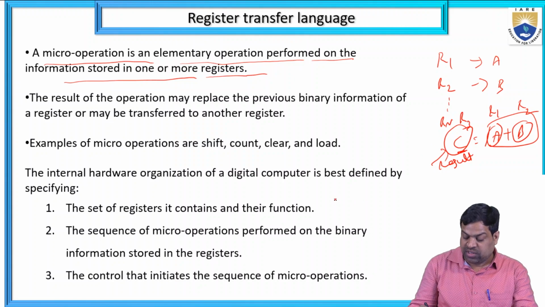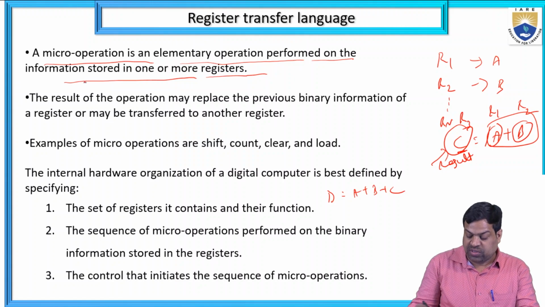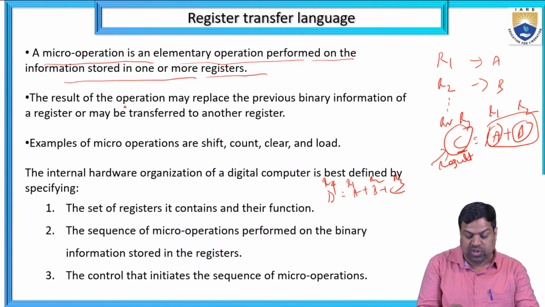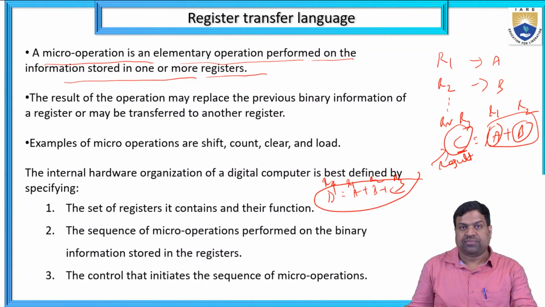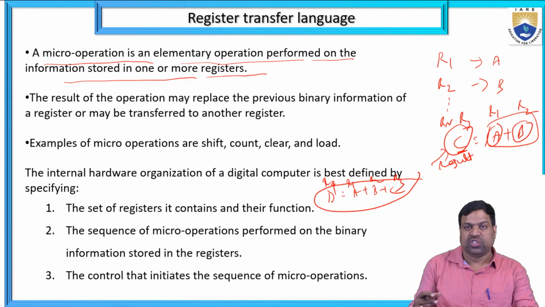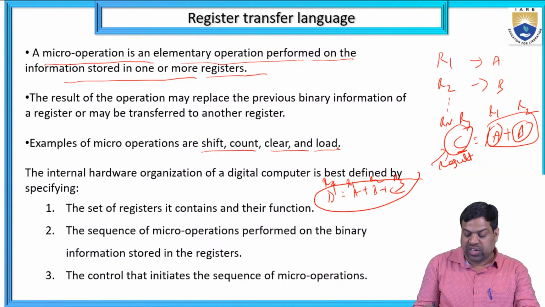Suppose I am taking D equals A plus B plus C. Here A equals R1, B equals R2, C equals R3, D equals R4. So R4 equals R1 plus R2 plus R3. These are elementary operations performed on the information stored in one or more registers. The result of the operation may replace the previous binary information of a register or may be transferred to another register. Examples of micro operations are shift, count, clear, and load.